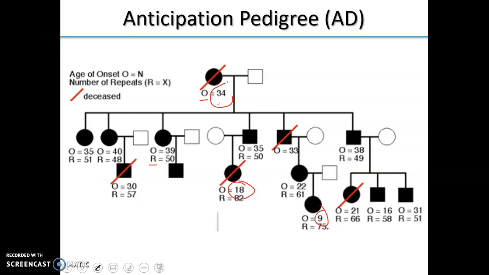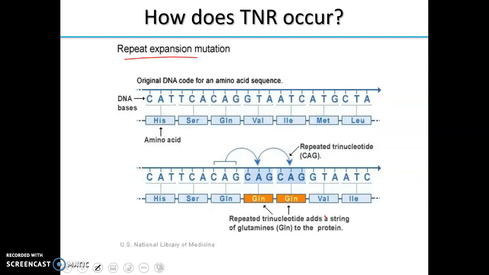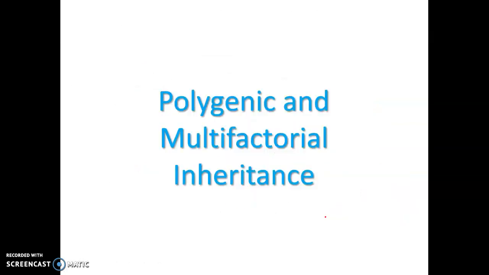This person had 50 repeats. Their child, 82. This person has 49. Their kids are at 50. He had 61. 33, or no repeats here. 61 to 75. Okay. So age of onset goes down, number of repeats goes up, severity goes up. Are we okay with anticipation?